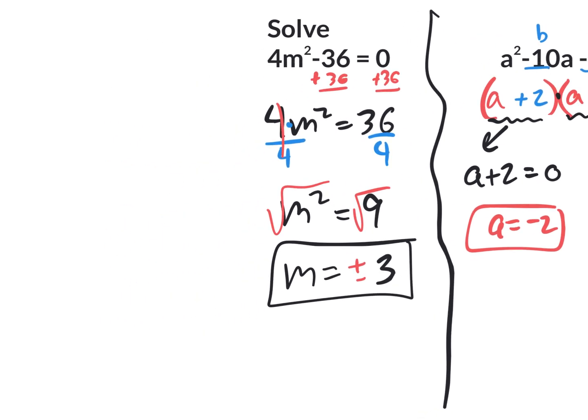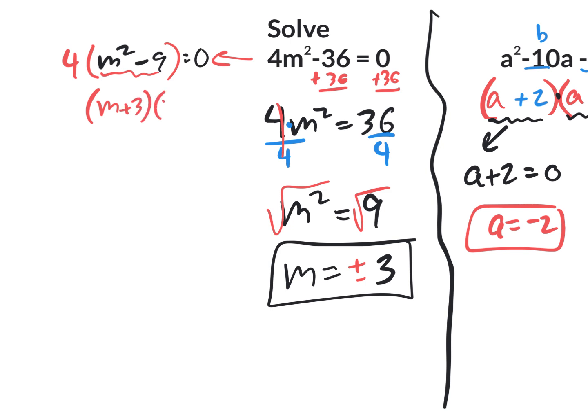By isolating the m. But if you wanted to, you could have, from the beginning, pulled out the GCF of 4, and you would still have the equal 0. And in the parentheses, you'd have an m squared minus 9. And then you could have also factored this m squared minus 9. That would have been an m plus 3, m minus 3. And you'd still have the 4, and you still have the equal 0. And now you could use zero product property because you have something times something times something equals 0.